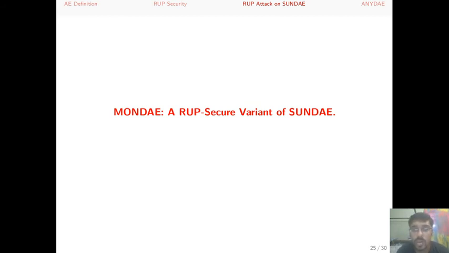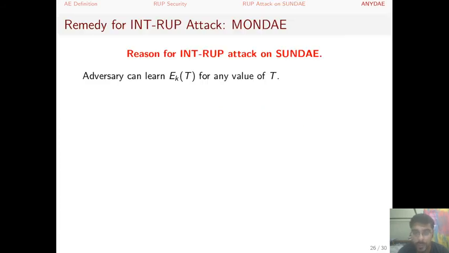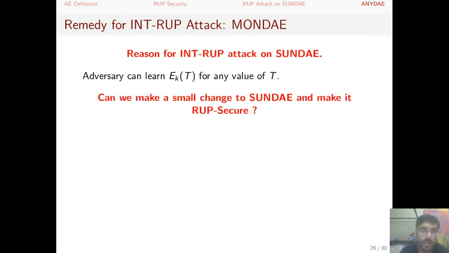But now we will show that if we make a slight change to the construction of Sunday, then we will get an inter-UP secure variant, an inter-UP secure design, which we call Monday. So let us first investigate that. What is the reason for mounting an inter-UP attack on Sunday? The main reason is that the adversary can learn the encryption output of the tag for any value of the tag that the adversary can choose by himself or herself, right? So then there's a question: can we make a small change to the construction and make it RUP secure?